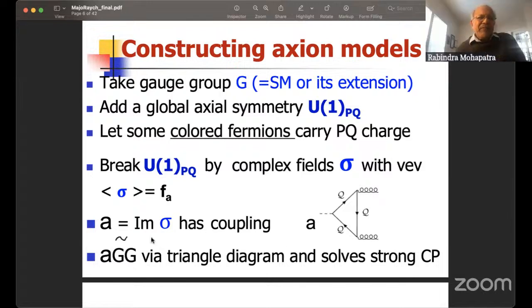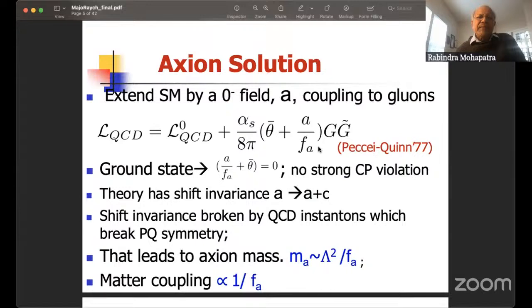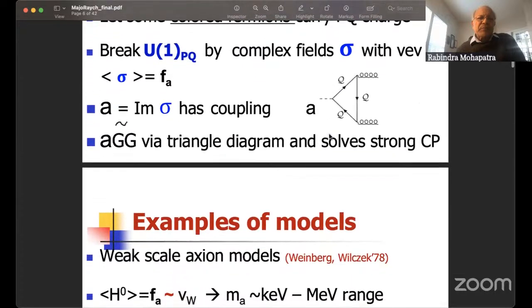Okay, great. So A is the imaginary part of this singlet field sigma, and you can see that this diagram is anomalous, so therefore you have an effective coupling, which is A times G G dual. And this, therefore, is what we were looking for. If you look at the previous slide, it is this term which arises because of the U(1) symmetry, and that therefore solves the strong CP problem.